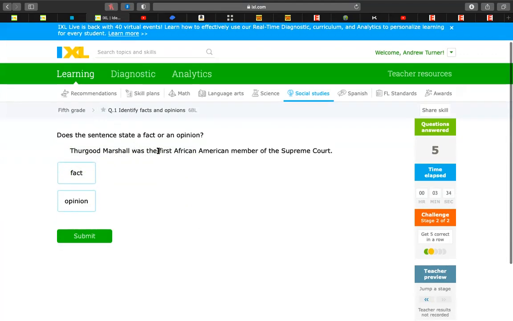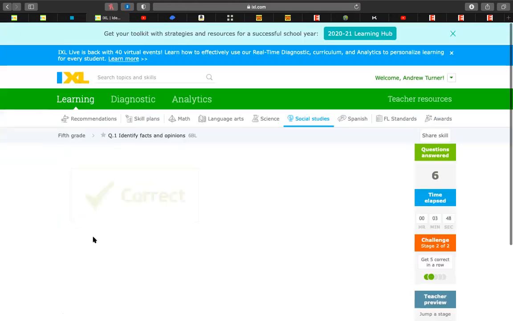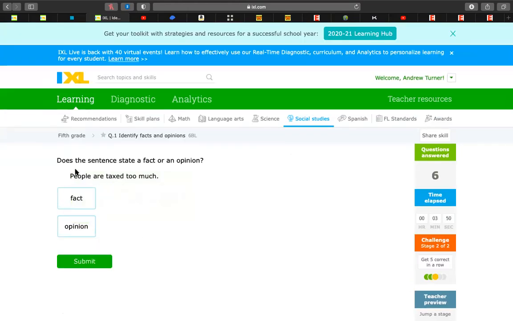Thurgood Marshall was the first African-American member of the Supreme Court. Fact or opinion? Fact. Yeah, that's factual. We can go look at the history books, talk to a history teacher and understand that that's factual. Prove it. Next one. People are taxed too much. Opinion. It's going to be an opinion.